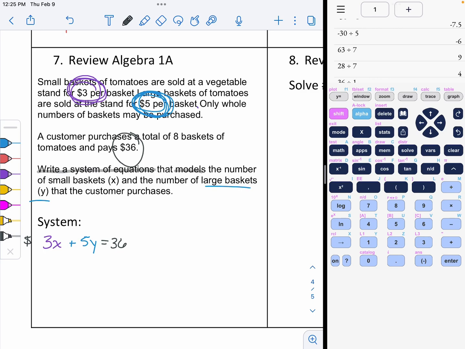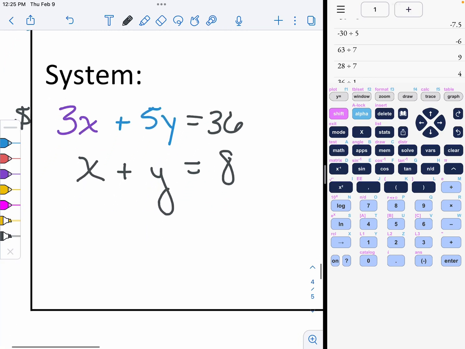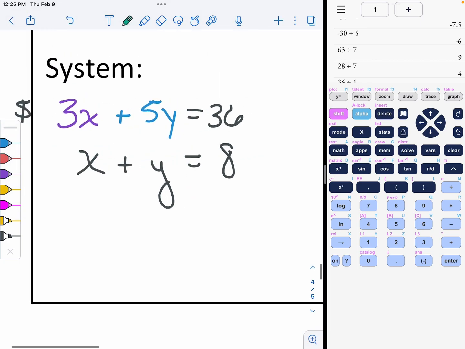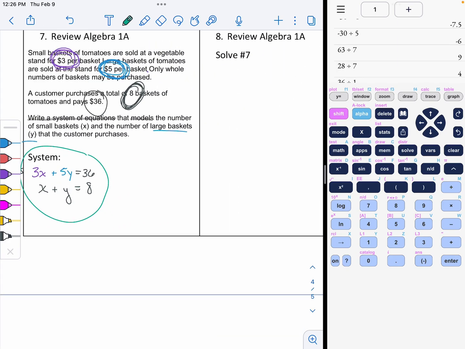Now, there's a rule in math that says if you have 2 variables, you have to have 2 equations. Well, I don't have 2 equations yet, do I? How about this 8? This 8 represents the small and the large together. A lot of people don't see that equation. That is hard for kids to see, even into Algebra 2. All right, this is the system. That's what they asked about. Now we have to solve it.